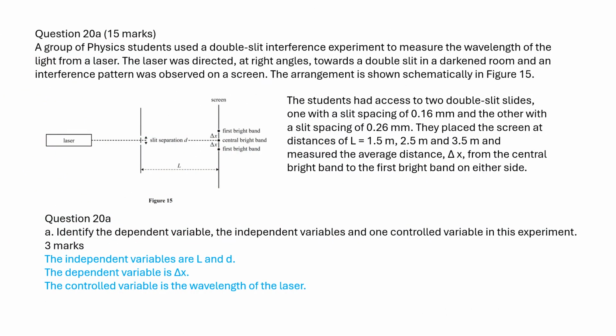Students used a double-slit interference experiment to measure the wavelength of light. The independent variable is the distance between slit and screen, and the distance between slits. The dependent variable is the average distance from the central bright band to the first bright band on either side. The controlled variable is the wavelength of the laser.